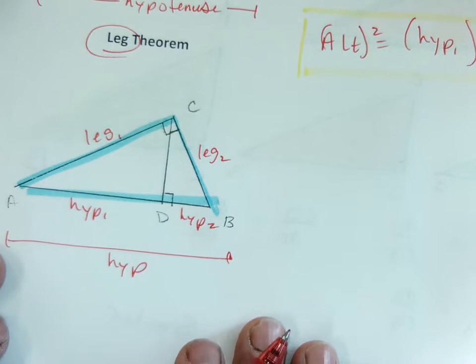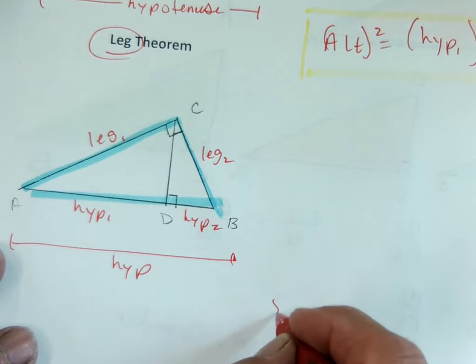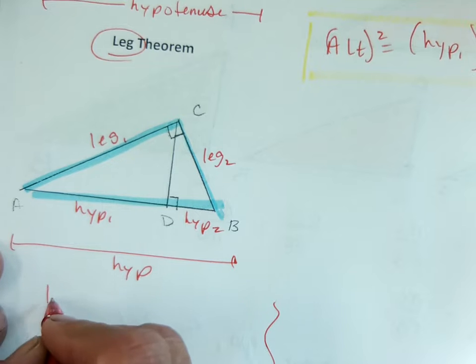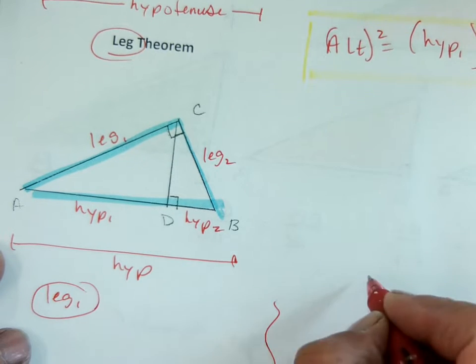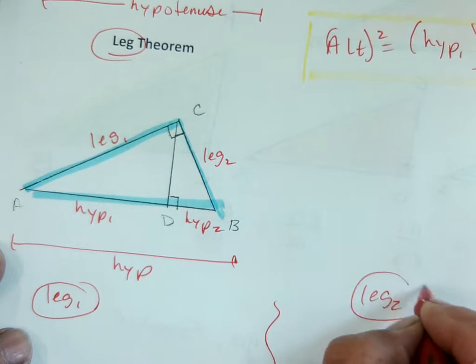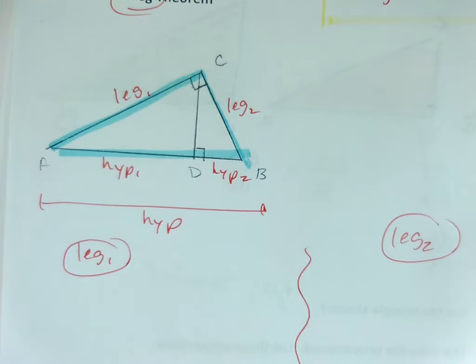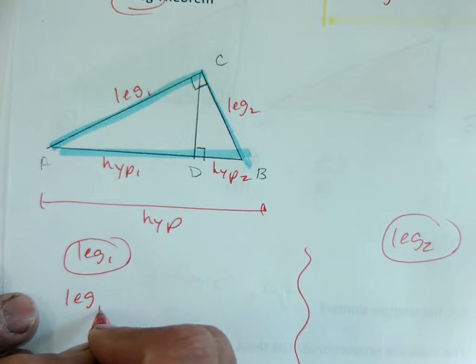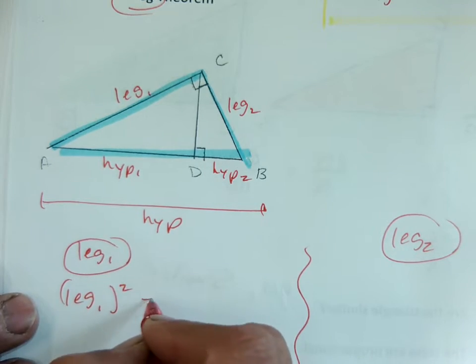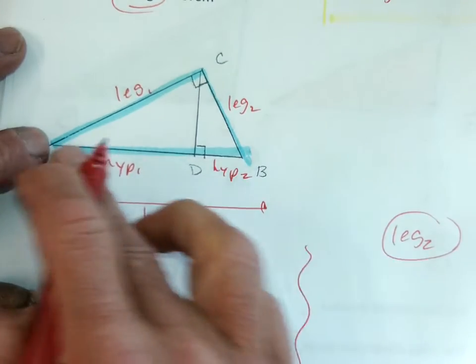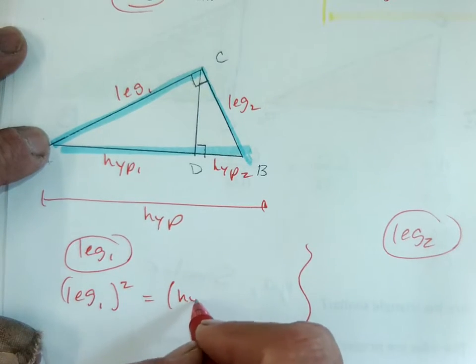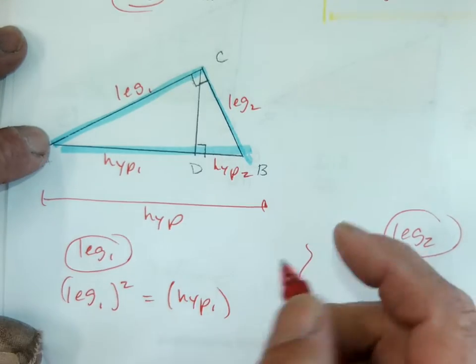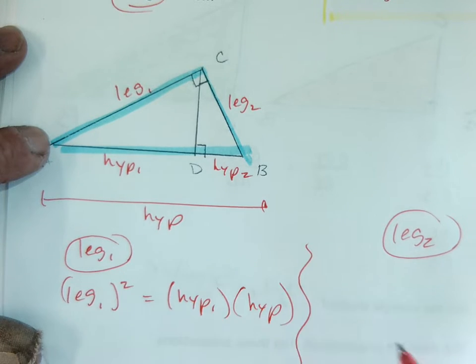Yeah, it does. There are 2 parts, okay? First, if we're working with leg 1 or if we're working with leg 2, it's really the exact same formula, but it depends on what leg you're working with, okay? So it's going to be leg 1 squared is equal to the hypotenuse piece 1 that it's attached to times the entire hypotenuse, okay?